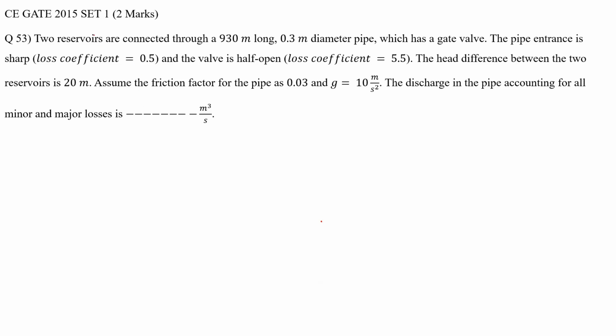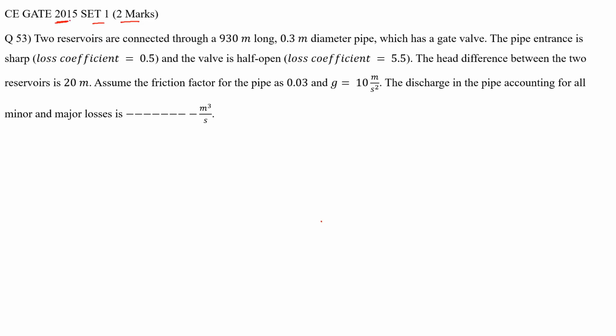Let's see this question. This question I have taken from GATE 2015 set 1. This is also a 2 marks question. When the question comes from the losses types, this will definitely be a 2 marks question, and it is very straightforward, a formula substitution type of question. Okay, let's see this question.